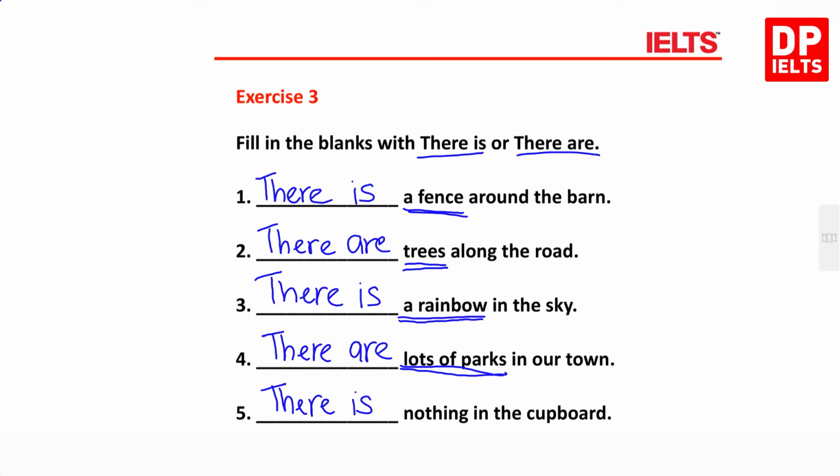Dash lots of parks in our town. There are lots of parks in our town. As we say it, we know we are talking about many parks. So many means it's plural. Therefore, there are lots of parks in our town.